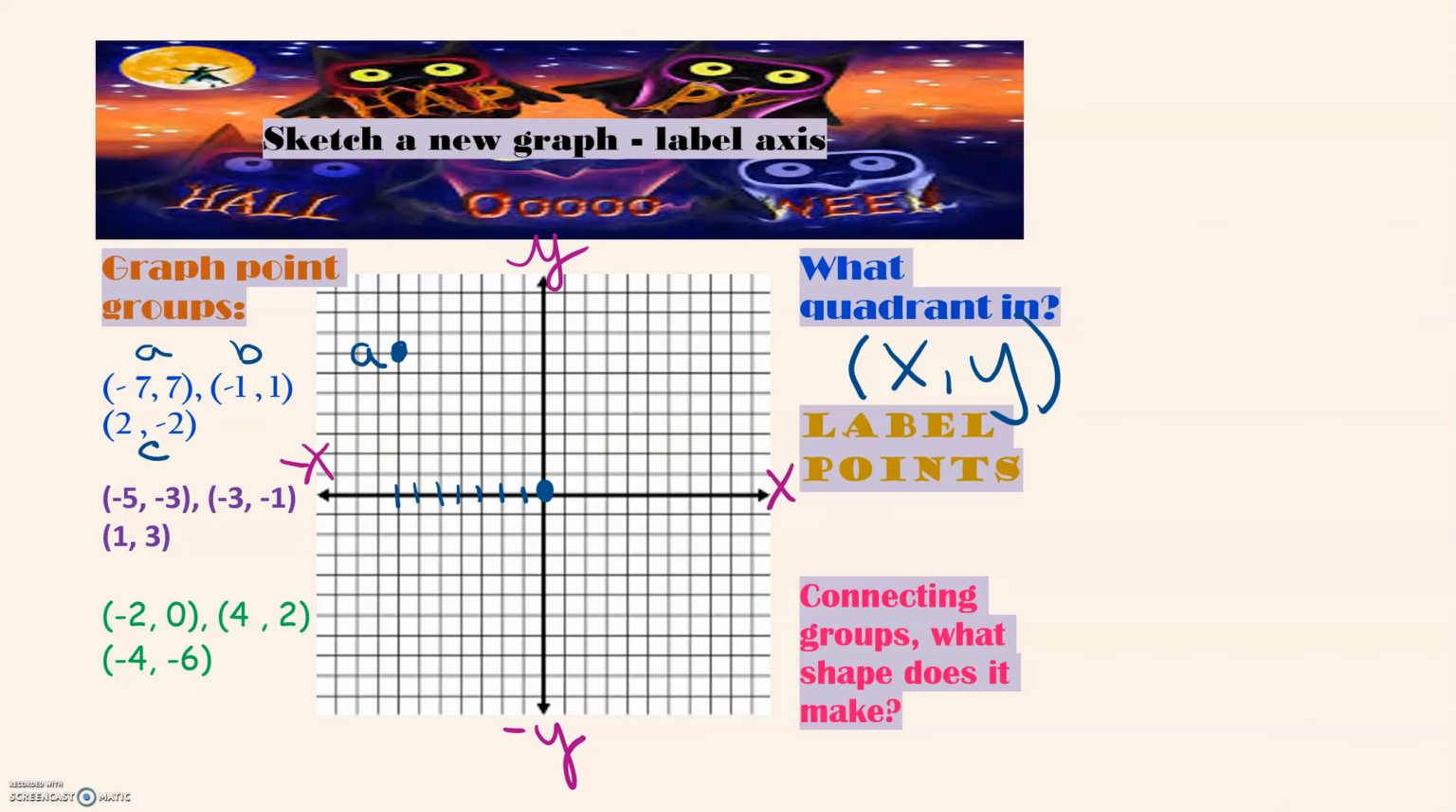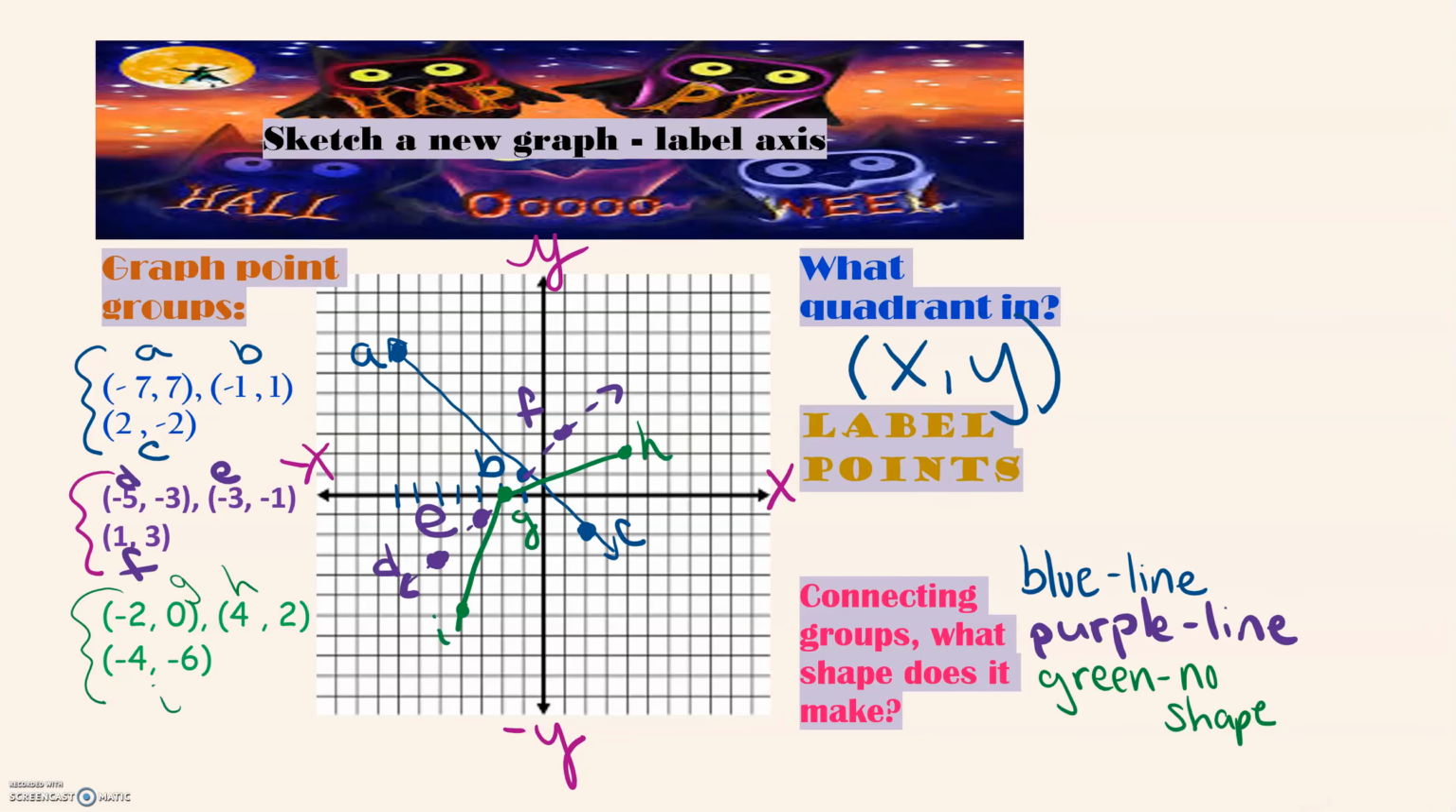So now that you have an idea of how I want you to label your graphs, go ahead, pause the video, and plot the rest of the points. When you're done plotting the points, those that are in blue, connect them. Does it make a shape? Those that are in purple, connect them. Does it make a shape? And those that are in green, connect them. Does it make a shape? Here are the answers. Take a moment, pause the video, check yours. Correct the ones that are incorrect.